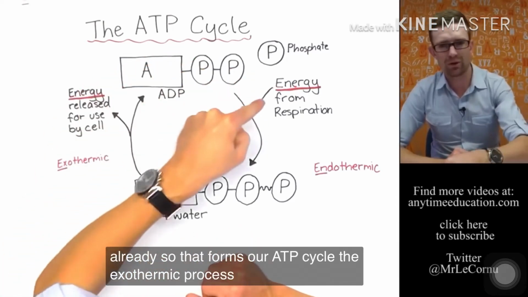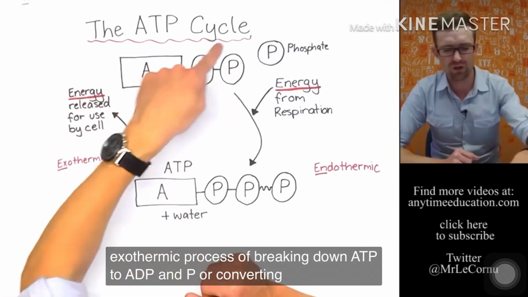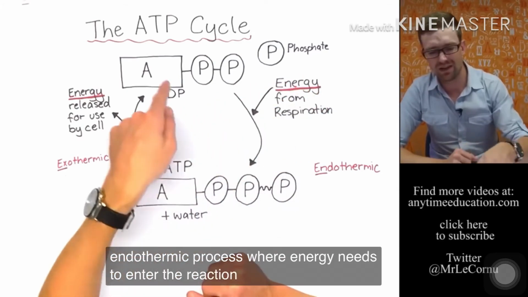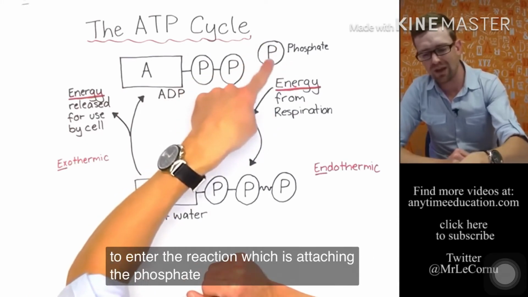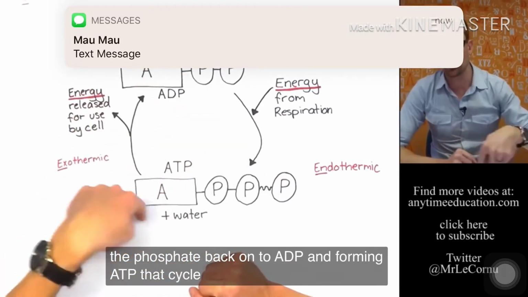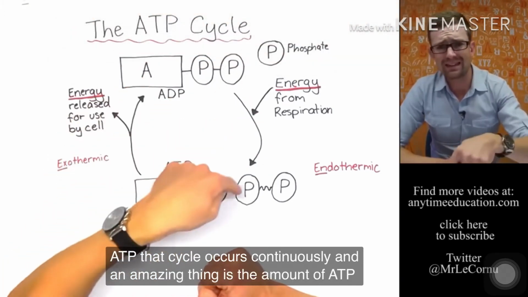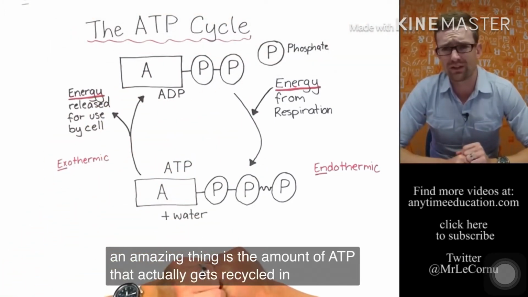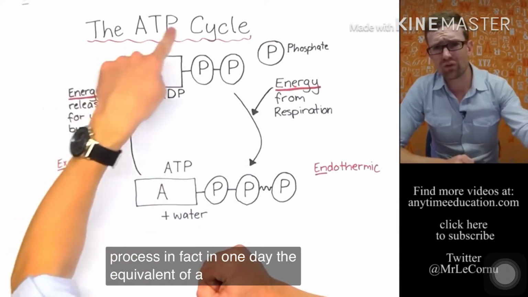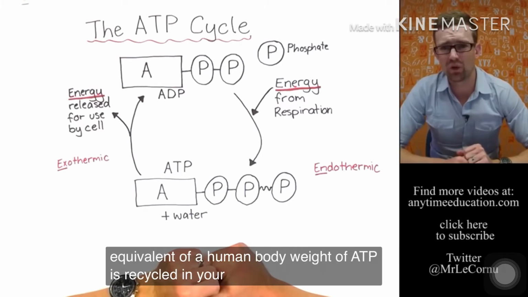The exothermic process of breaking down ATP to ADP and P, or converting it, and the endothermic process where energy needs to enter the reaction, which is attaching the phosphate back onto ADP and forming ATP. That cycle occurs continuously. And an amazing thing is the amount of ATP that actually gets recycled in this process. In fact, in one day, the equivalent of a human body weight of ATP is recycled in your body.